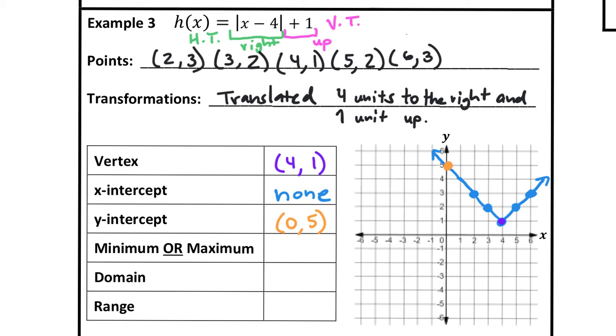Right. The next question, does it have a minimum or maximum? It has a minimum. Domain: the arrows are going to the left to negative infinity and to the right towards positive infinity. So the domain is negative infinity to positive infinity. And then the range: what's the lowest that the graph goes? It goes as low as 1 and as high as infinity.